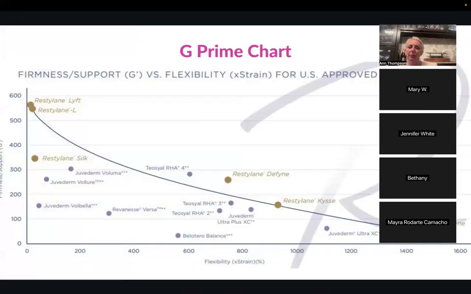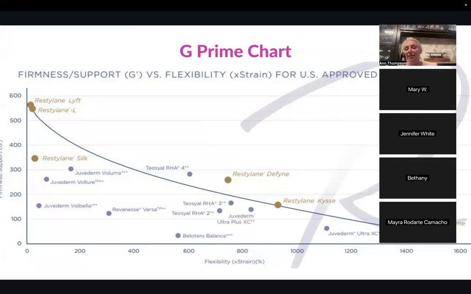So this is the G prime chart for all of the current products that we carry here in the US. It has the entire Restylane line, it has the RHA line, it also has Belotero and the Juvederm line on here. So you can see the highest G prime product out on the market is going to be Restylane Lift, and the lowest G prime product out there is going to be Refine.